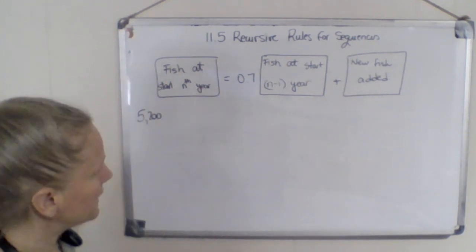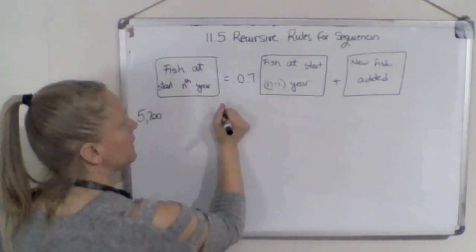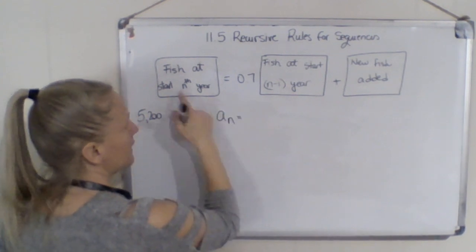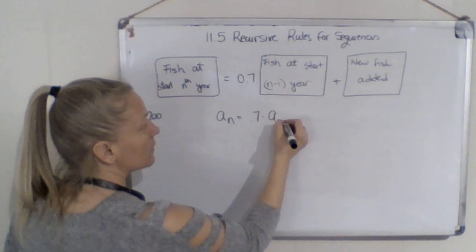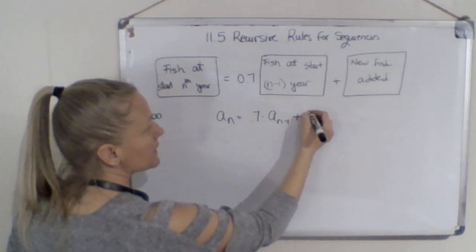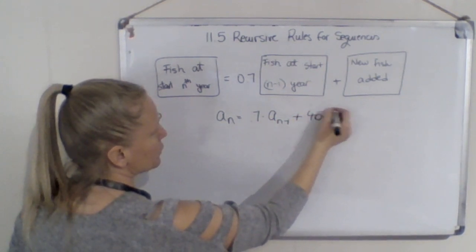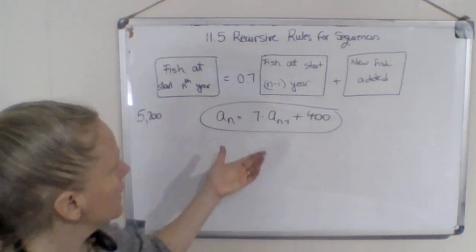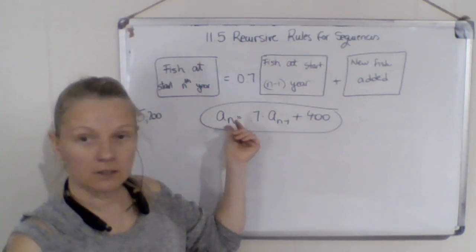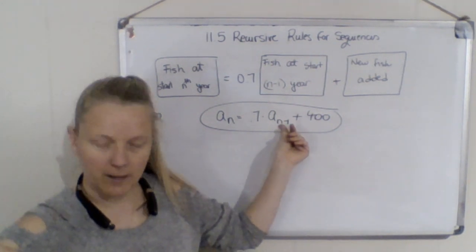If I were to write this as a recursive formula, it would be a_n, the nth year, would be 0.7 times the previous year, a_(n-1), plus I get 400 extra fish. And this is just my recursive rule. We wrote the recursive rule. My current year fully depends on the year past.